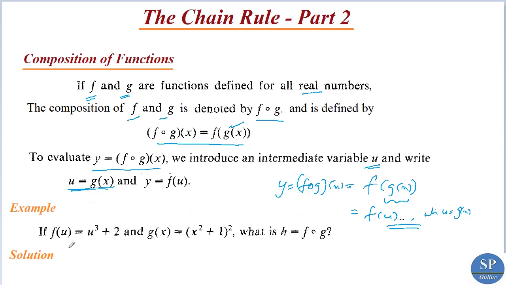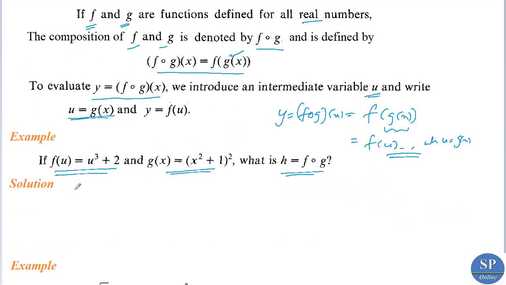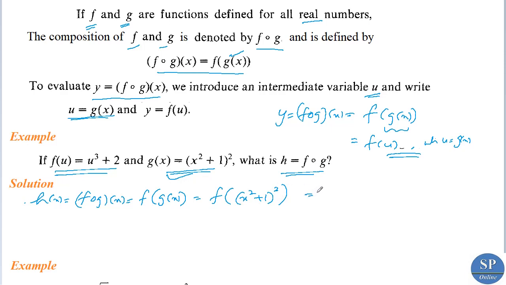So for example, if f of u equal to u cube plus 2 and g of x is equal to (x square plus 1) whole square, what is h equal to f∘g? We know h equal to f∘g means h of x equal to f of g of x. This is equal to f of g of x, which can be replaced by this, that is (x square plus 1) whole square.